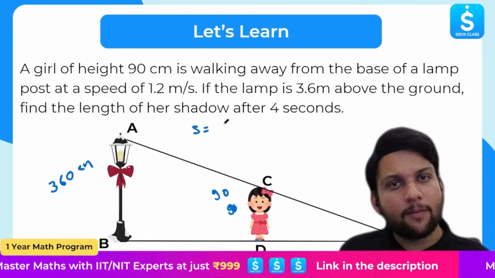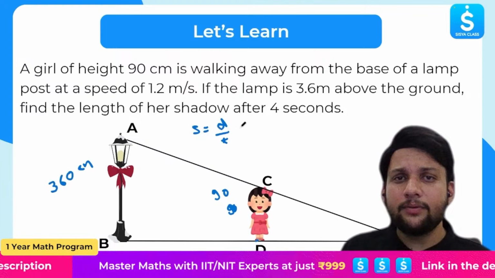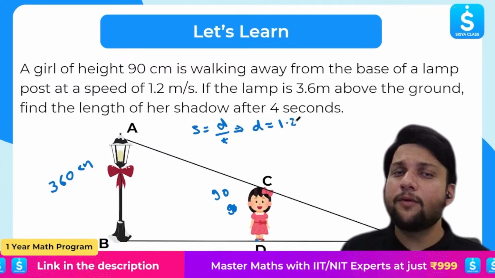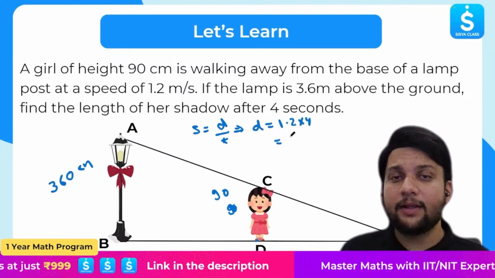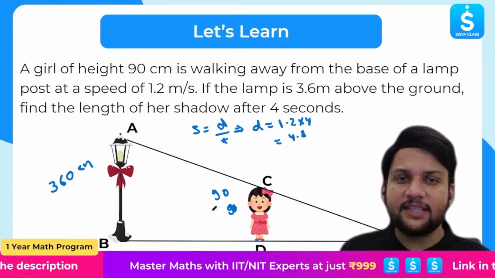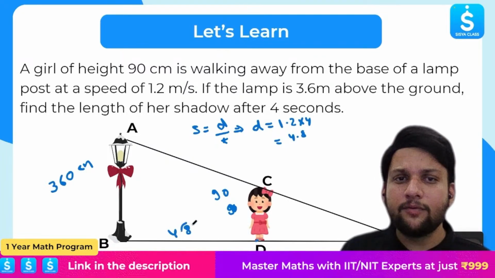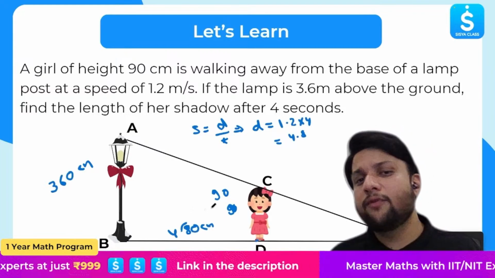Now speed is given 1.2 meter per second. I hope you remember the formula. Speed equals distance over time. Now speed is 1.2. I can write d equals speed is 1.2, and in 4 seconds how much has she covered? So into 4. So I can easily write 1.2 times 4, 4.8. That means distance of BD is 4.8 meter, or 480 centimeter. So in 4 seconds she has walked 480 centimeter.